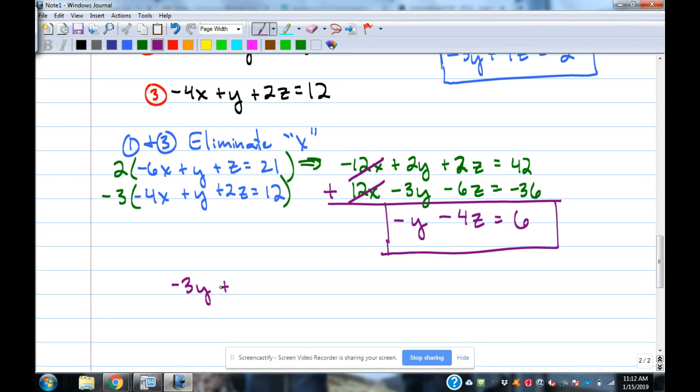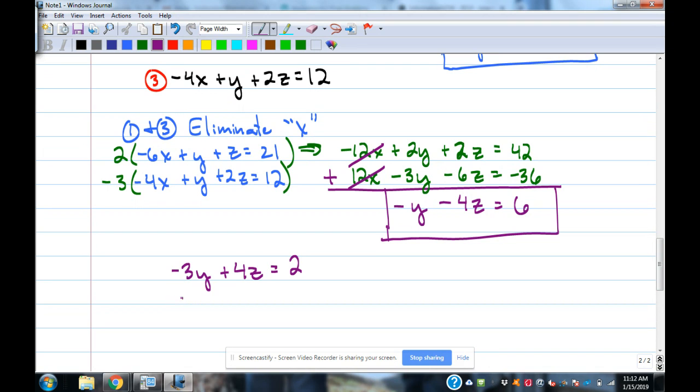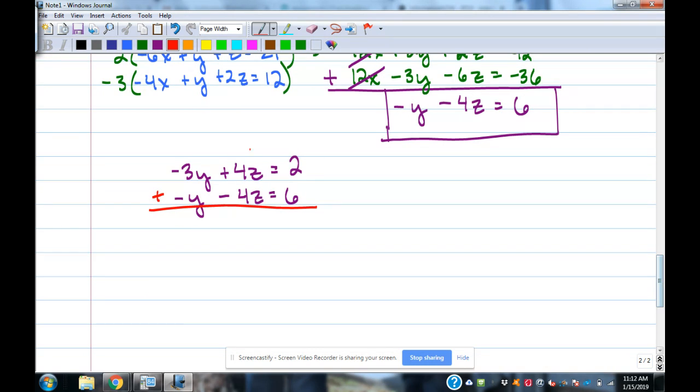Negative 3y plus 4z is equal to positive 2. And then we have negative y minus 4z is equal to positive 6. When I put those two together, I don't even have to do anything to them. The z's will cancel each other out. And I'd get negative 4y is equal to positive 8. Hey, now I got a one-stepper to do. That's an easy one right there. Divide by negative 4. And y is negative 2. I have a y value.